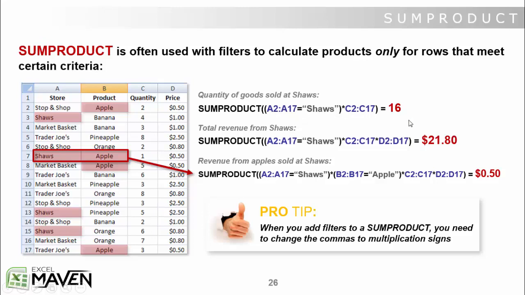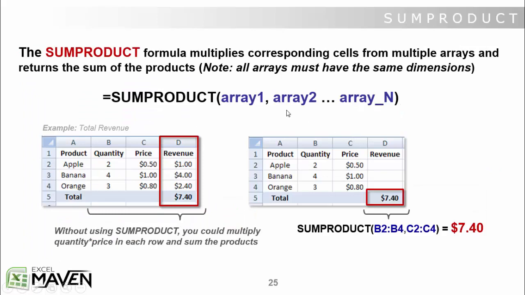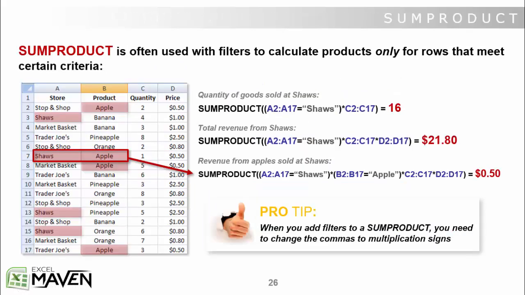And you can write it just like the normal formula. The only difference, and this is a weird little nuance with Excel, is that if you don't have a filter, you separate your arrays with commas. If you do have a filter, you separate your arrays with multiplication signs. And you can add as many filters as you want here.